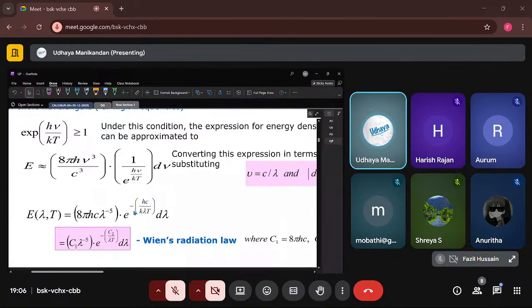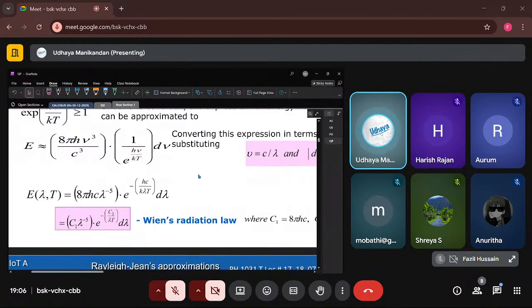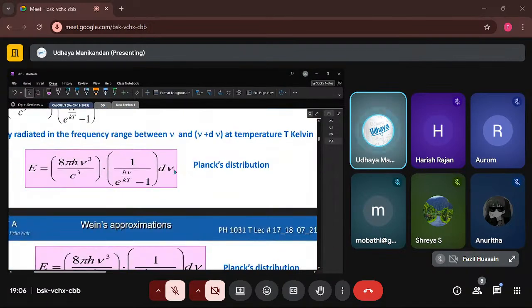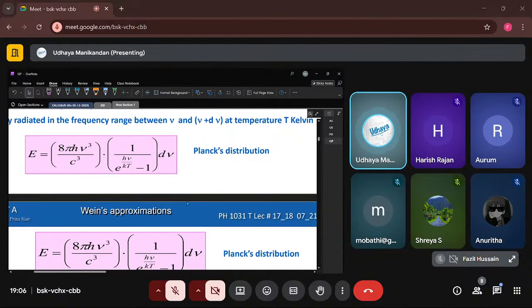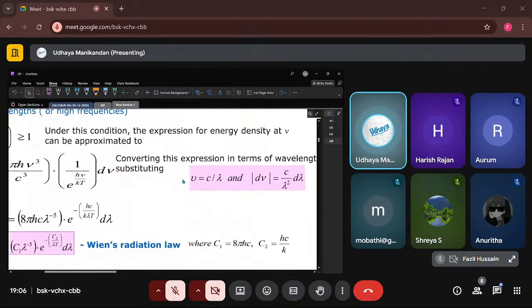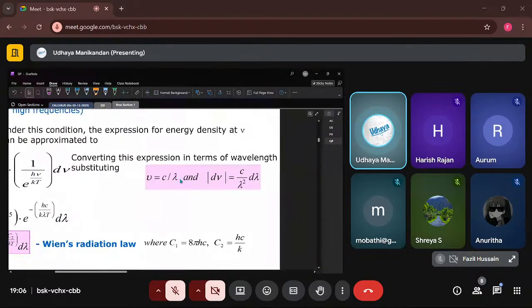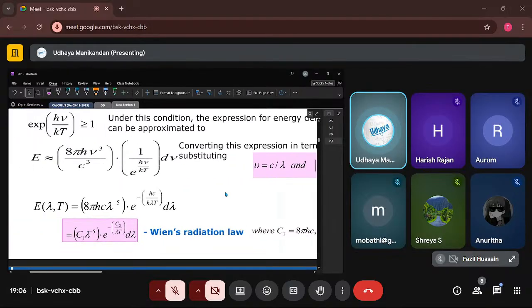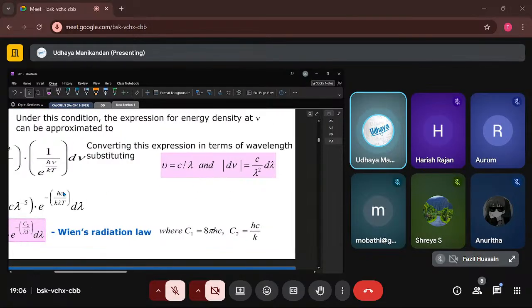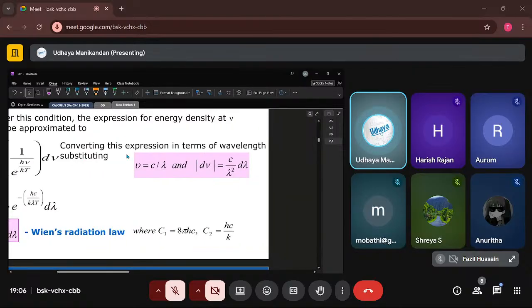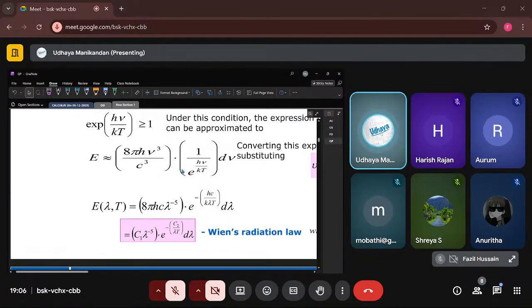You have d nu here, and you have to put it in all terms. So you're defining everything in terms of lambda. Put nu as c by lambda, and you can substitute d nu as minus c by lambda square d lambda, and because it is going to be positive only, c by lambda square and d lambda. You can substitute nu as c by lambda. You can substitute e power h nu by kT, and minus 1 as e power hc by lambda kT only, right?